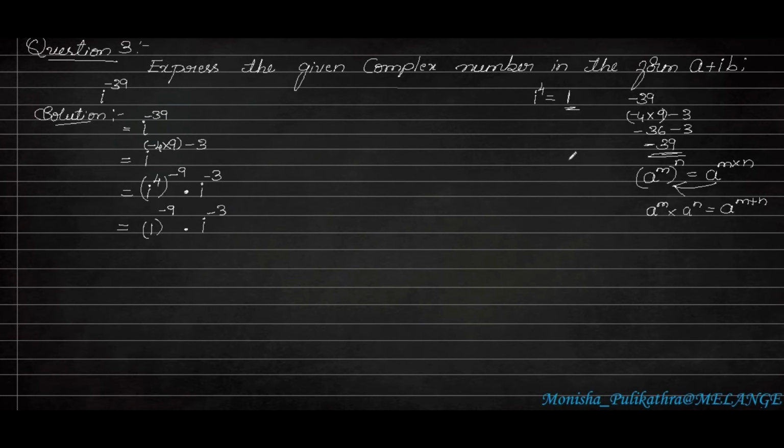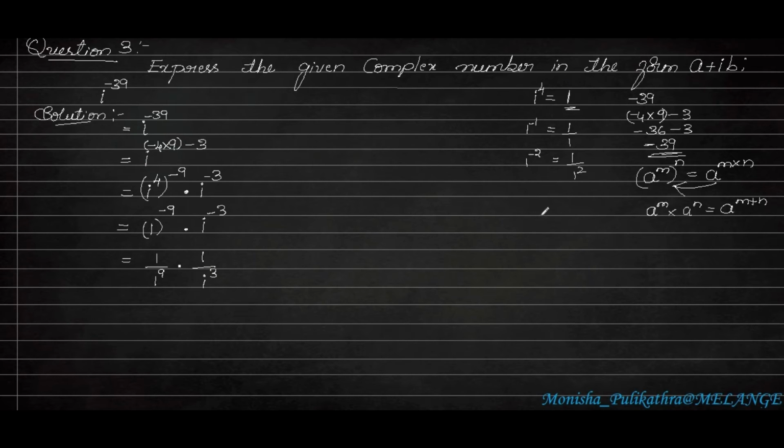So this is an inverse case. So inverse means 1 inverse is also equal to 1 by 1. In the same way, 1 to the power of minus 2 is equal to 1 by 1 square. So here 1 to the power of minus 9 is there. We can write it in the form of 1 by 1 to the power of 9 into i to the power of minus 3, which can be written as 1 by i to the power of 3.